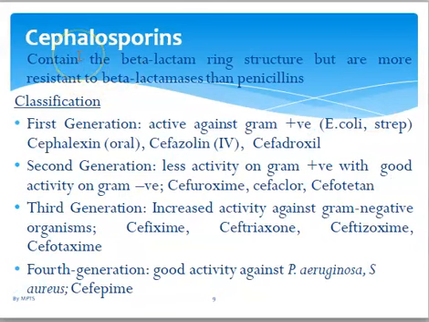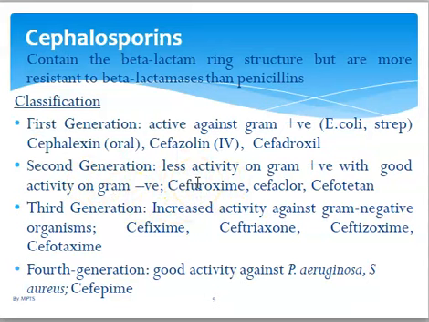Now, cephalosporins also contain a beta-lactam ring, but they are more resistant to beta-lactamases, and they have the same mechanism of action as the penicillins. I'm sure you know that one. A classification of first generation: active against gram-positive, E. coli, strep. Cephalexin is oral, while cefazolin is IV. Second generation have less activity against gram-positive, but have good gram-negative activity, especially in influenza.